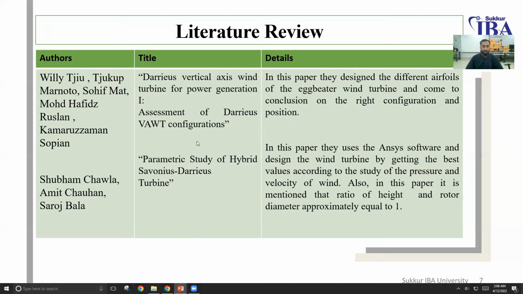After the first research paper, the second one is titled parametric study of hybrid simultaneous Darrieus turbine. In this paper, they used the ANSYS software and designed the wind turbine by getting the best values according to the study of the pressure and velocity of wind. Also in this paper, it is mentioned that the ratio of height and rotor diameter is approximately equal to 1.